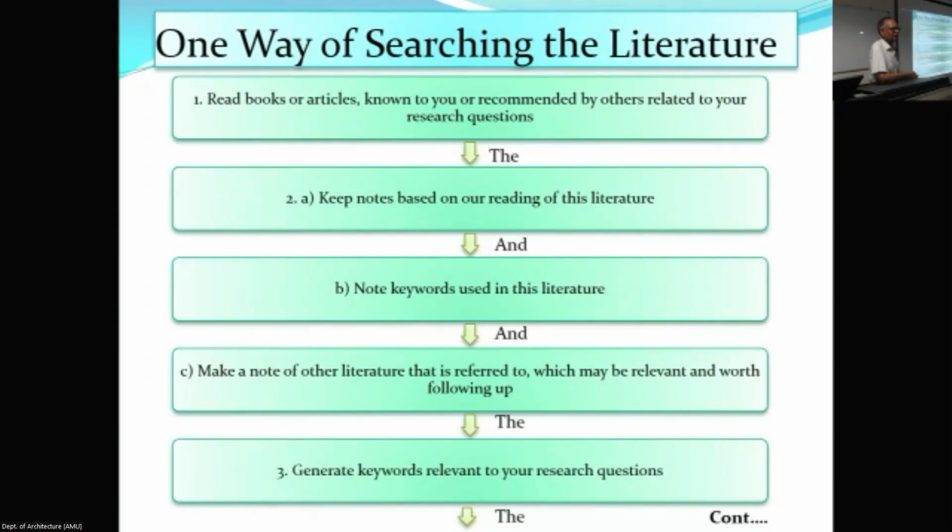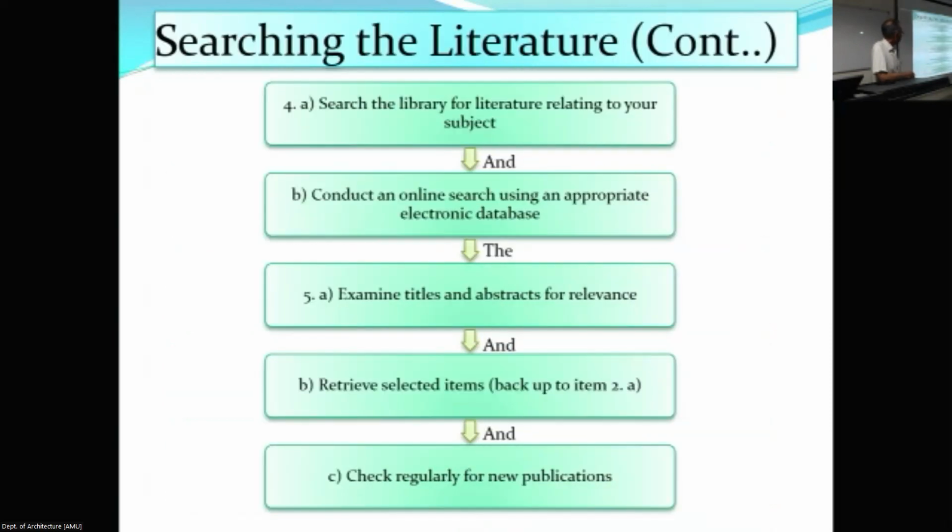I'm skipping this part, that you start by reading articles and notes and keywords, and make a note of other literature, generate keywords and research questions, and then carry out an online search. We start with the title and abstract, and that gives an idea, and then we thoroughly analyze it, and whatever is relevant we retrieve, and finally we check regularly for new publications. It is not that you have done it, now you have stopped.